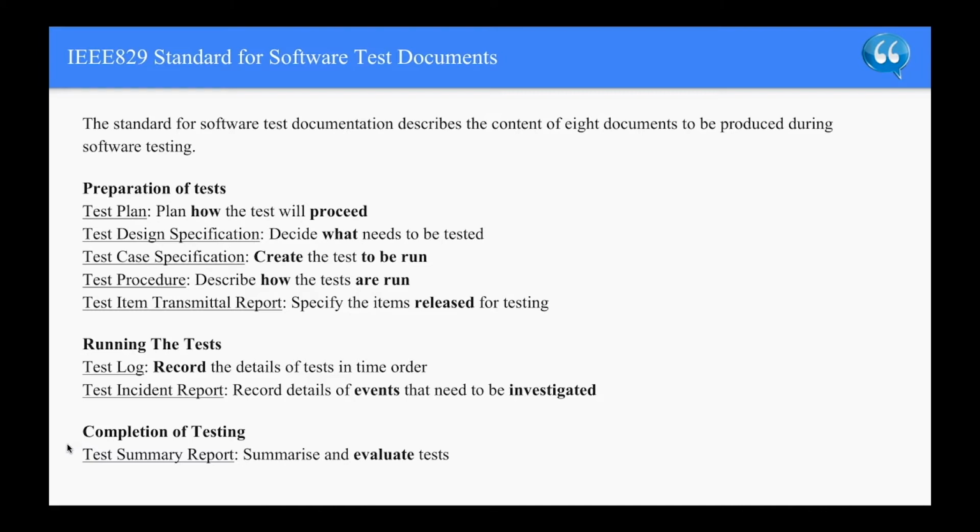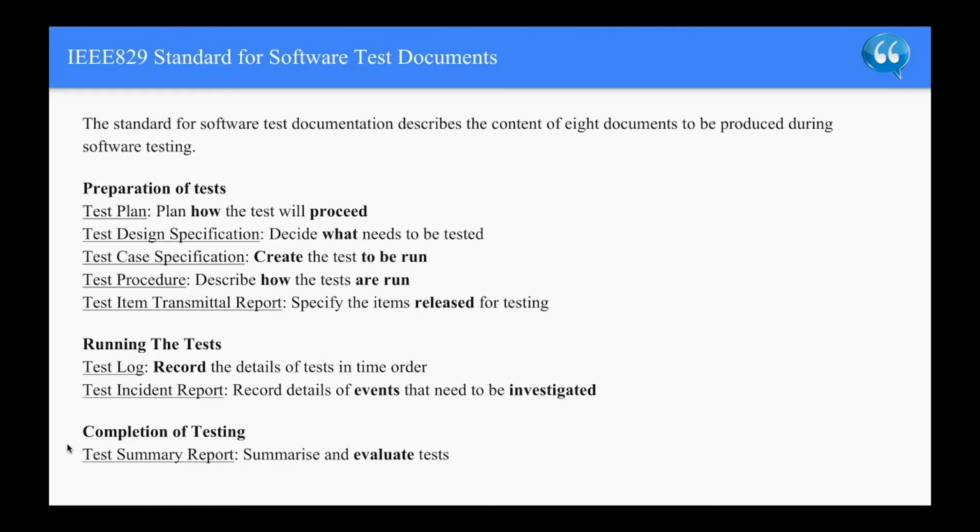IEEE 829, the standard for software test documents. The standard for software test documentation describes the content of 8 documents to be produced during software testing. Preparation of tests: the test plan, to plan how the test will proceed. Then the test design specification, which will decide what needs to be tested. And then the test case specification, which creates the tests to be run. The test procedure, describing how the tests are run. Then the test item transmittal report, specifying the items released for testing.